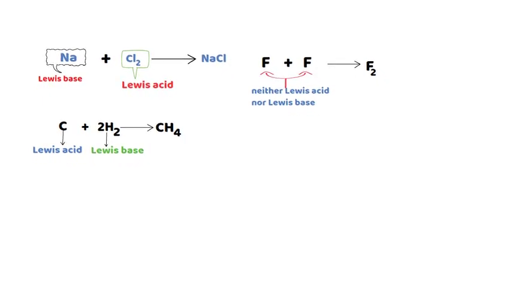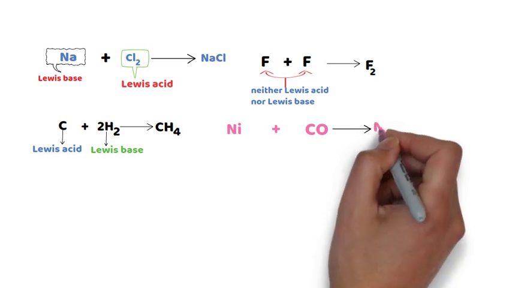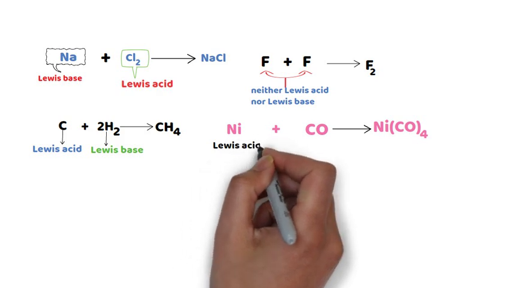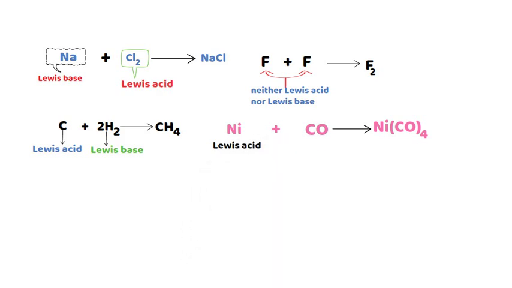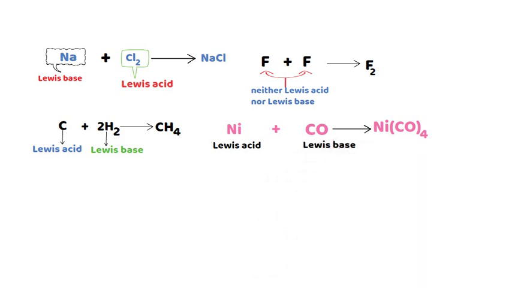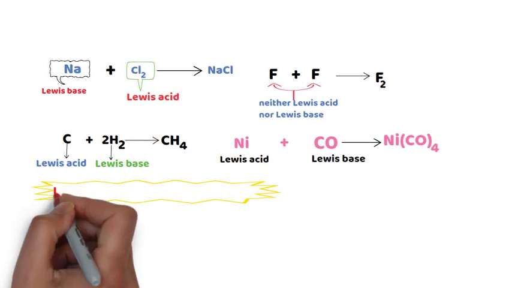Last example: nickel reacts with carbon monoxide to form nickel tetracarbonyl. In this chemical reaction, nickel is a Lewis acid because it accepts a pair of electrons from carbon monoxide, meaning that nickel has empty orbitals. That's why it accepts a pair of electrons from carbon monoxide. And carbon monoxide is a Lewis base because it donates a pair of electrons to nickel, and it has a lone pair of electrons.